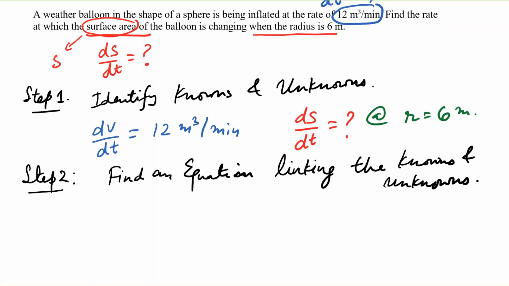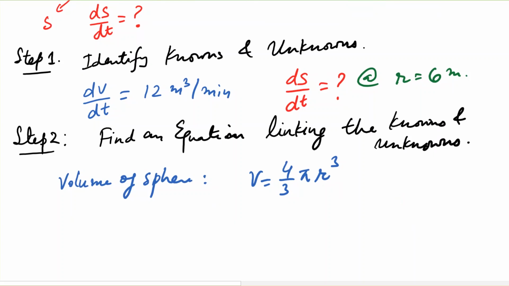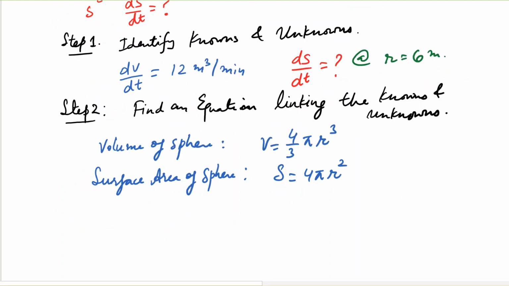So let's see what we know about the volume. If we have a sphere with radius r, the volume of the sphere is given by 4 over 3 pi r cube. And what do we know about the surface area? Surface area is given by 4 pi r square. But we need to link these two equations together. One way is you can find the value of r from one equation and plug it in the second equation, and then take the derivative of the new equation with respect to t.